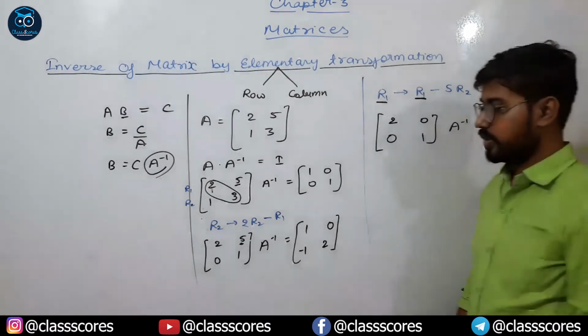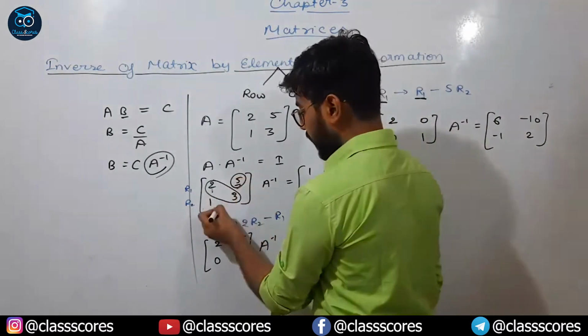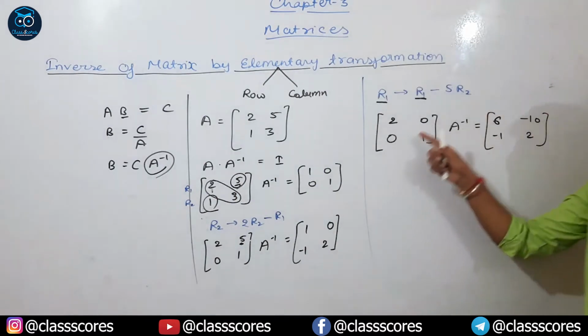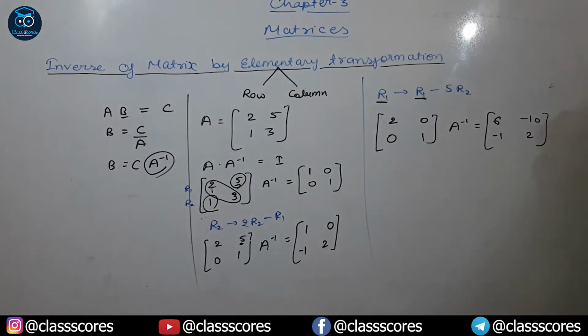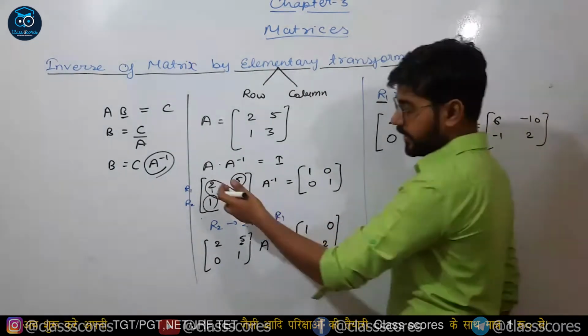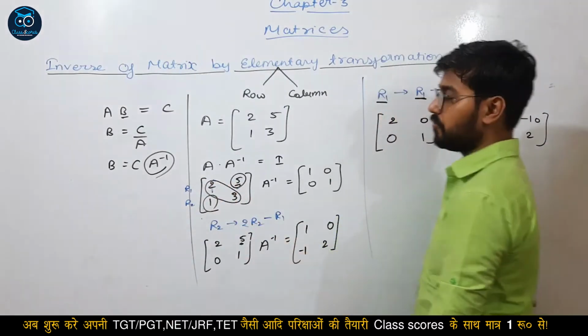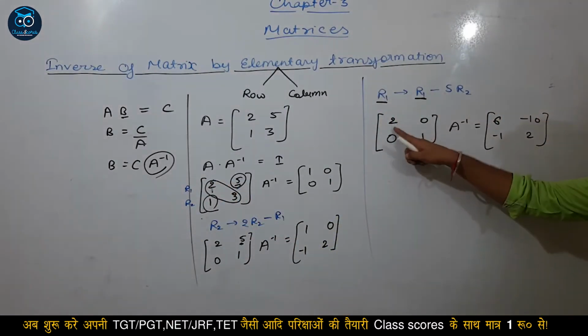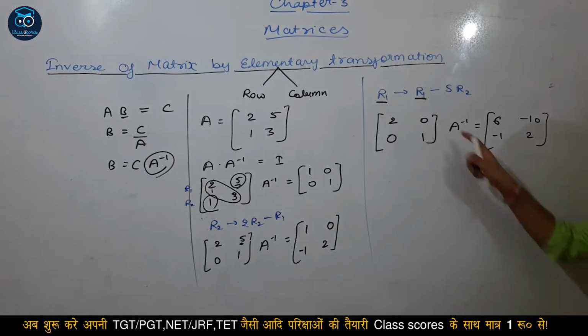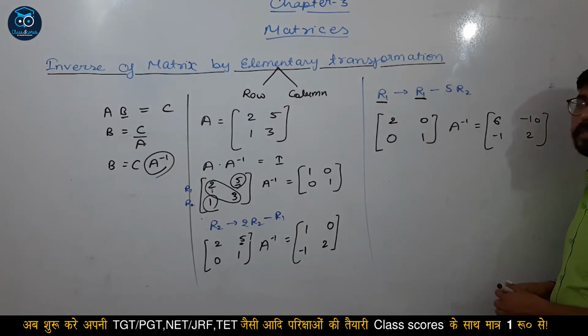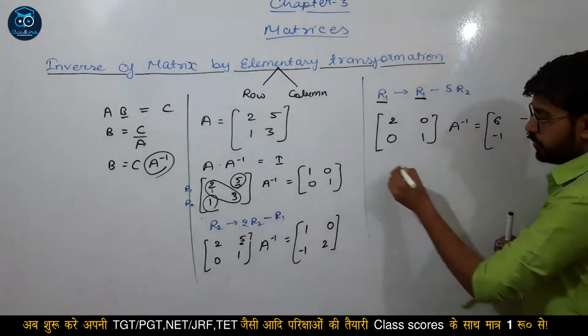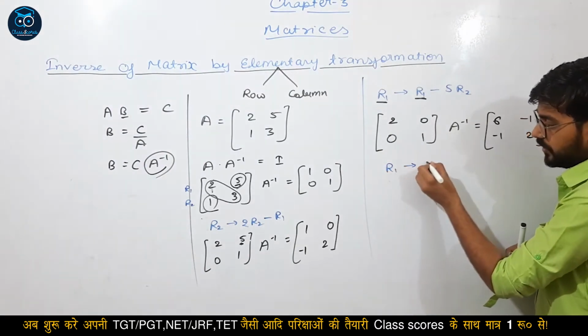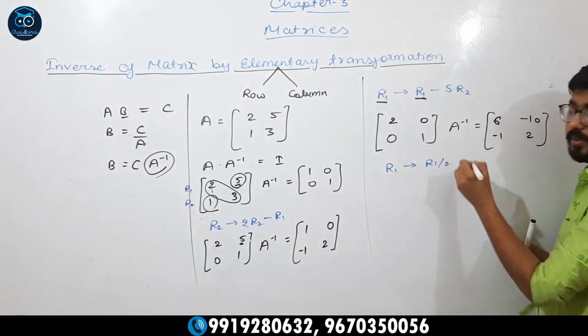What was the target? Convert this term to 0. The target will complete it. Now, what was the second target? Convert this to 1. It is already 1. We need to convert this to a 1. We just simply divide R1 by 2. We can write R1 changes to R1 by 2.